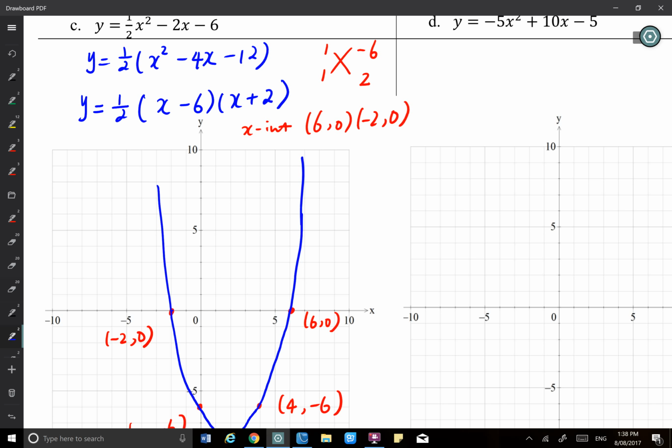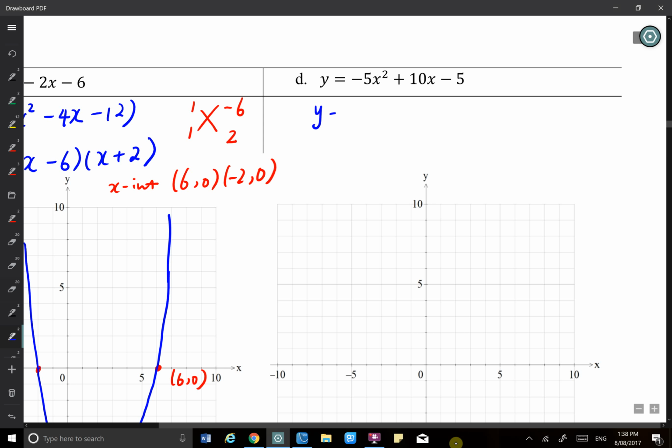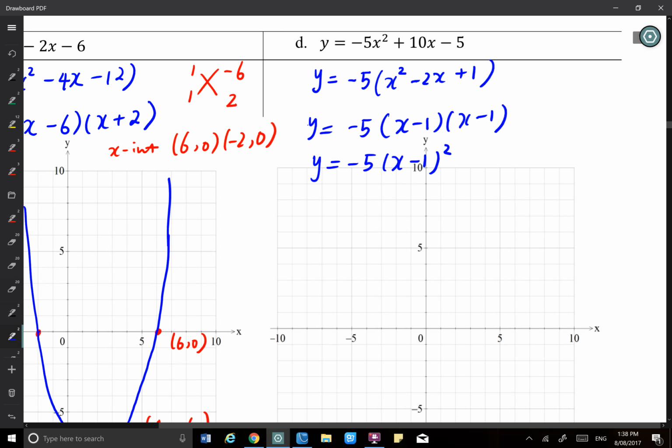Okay, the last one is a little bit special. So y equals, I'll take negative 5 as a common factor first, x squared minus 2x plus 1. And if you factorize that, that is x minus 1 and x minus 1. So it's x minus 1 squared.